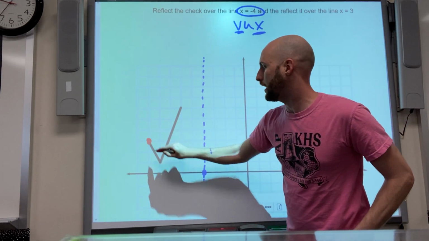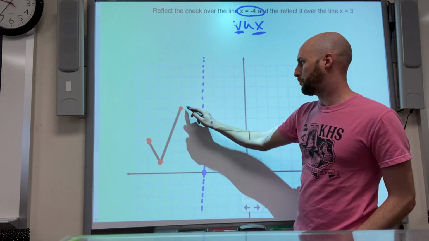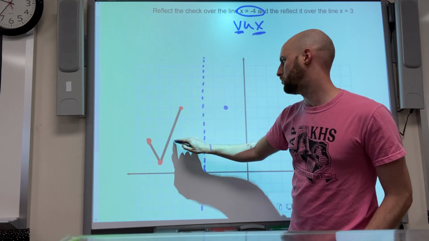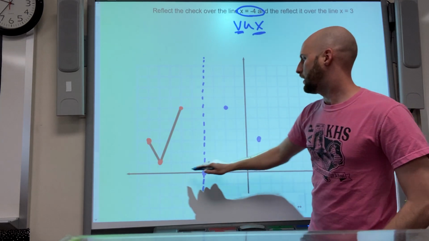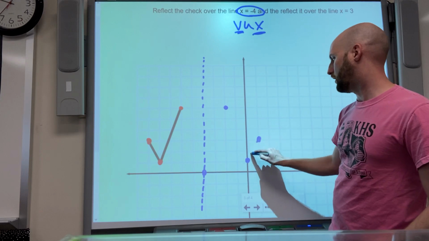I'm just going to highlight the main points on this figure and then count those over. This upper point is 2 spaces away, so 2 spaces. This middle point is 1, 2, 3, 4, 5. And this lower point is 1, 2, 3, 4. And then I'll connect them.